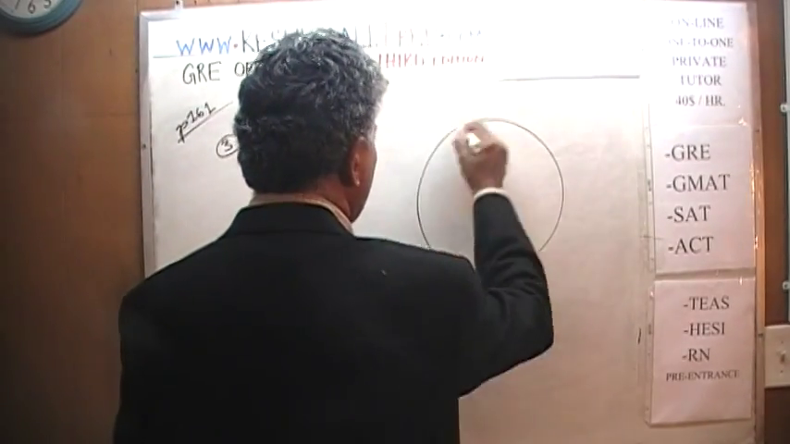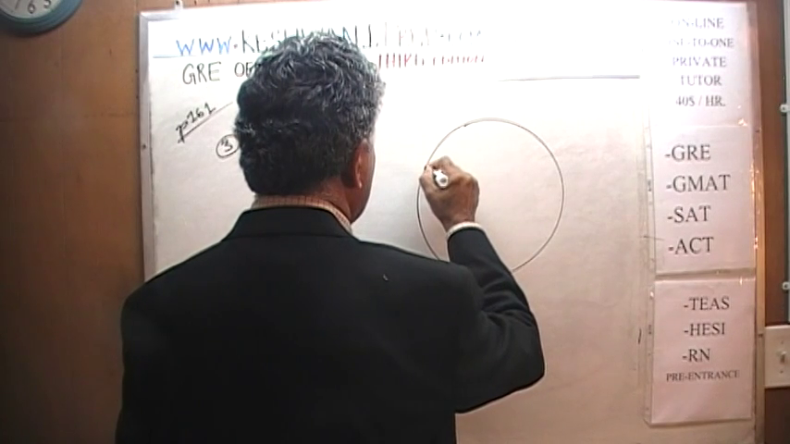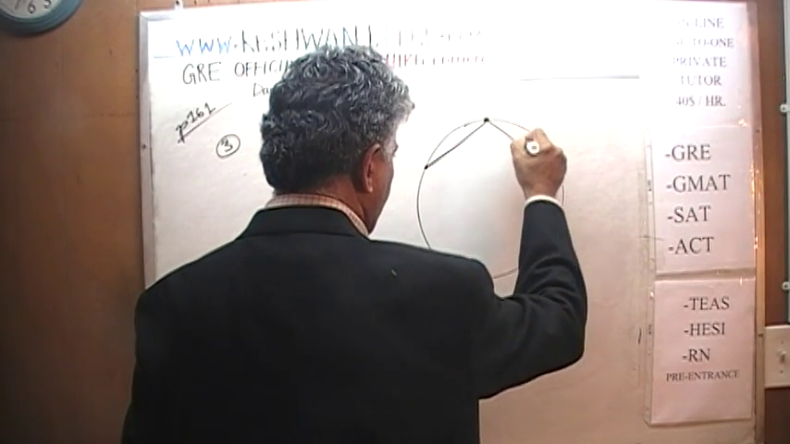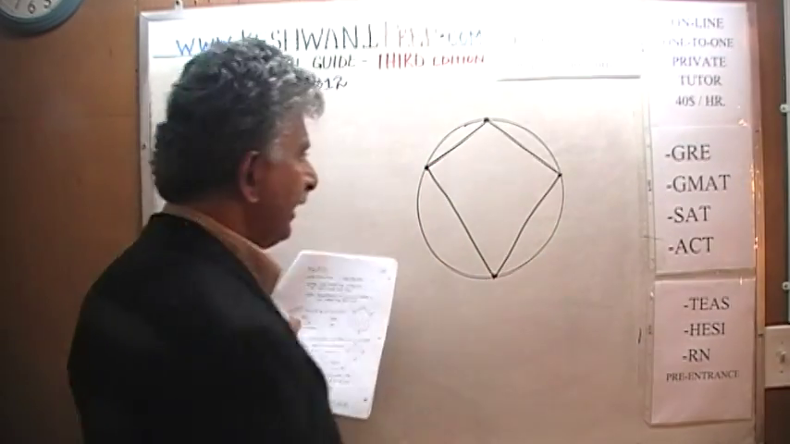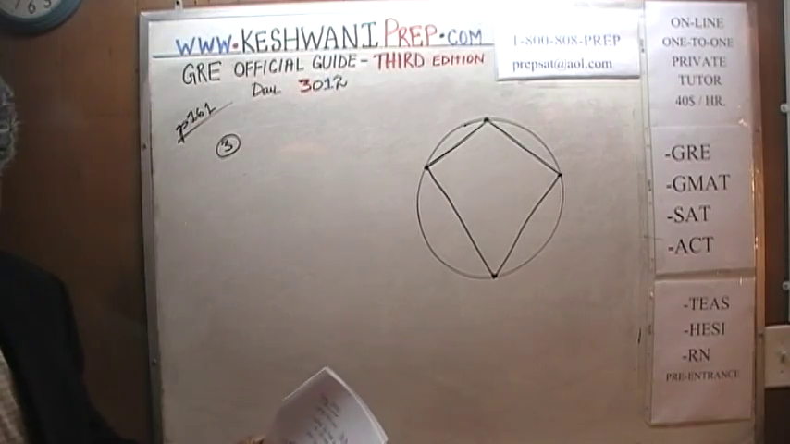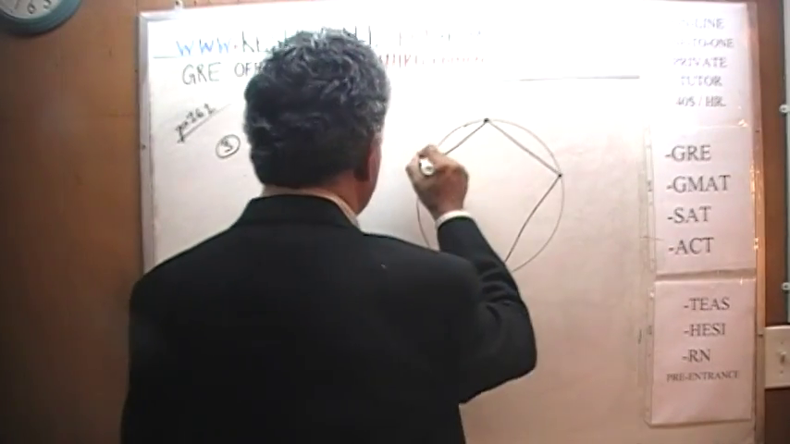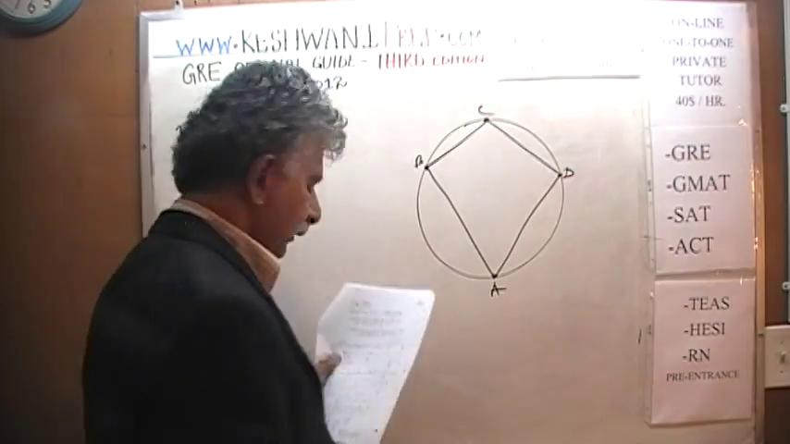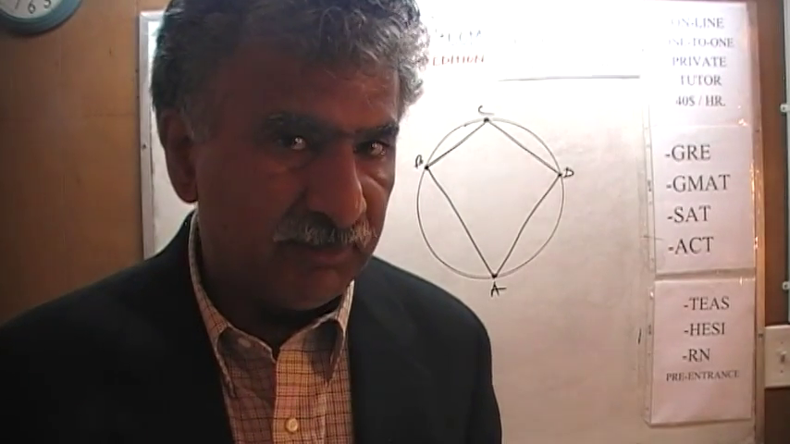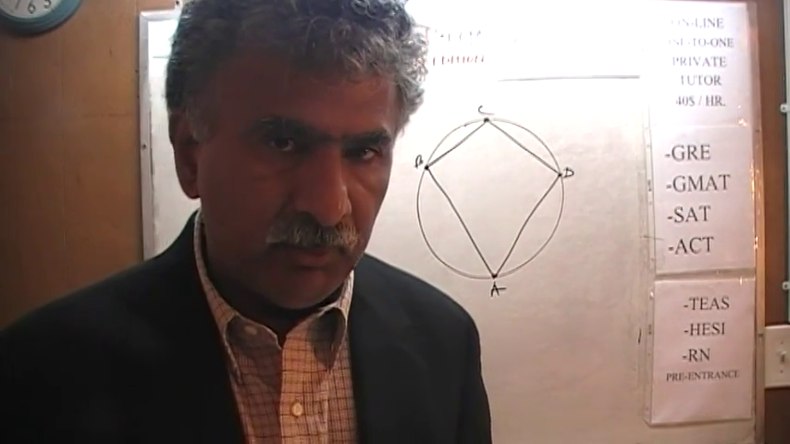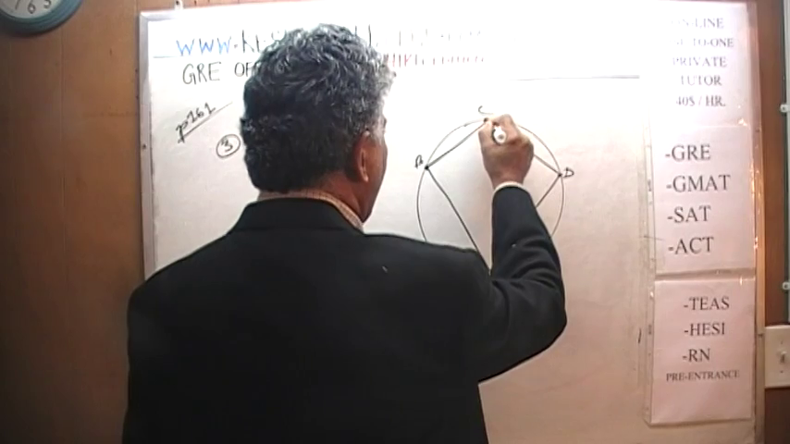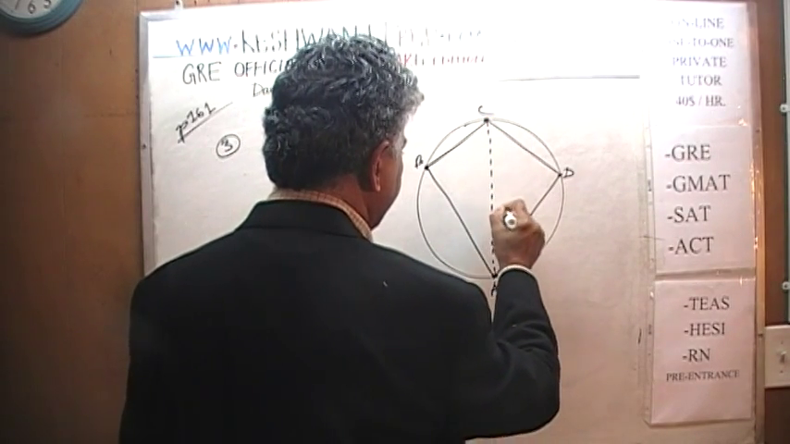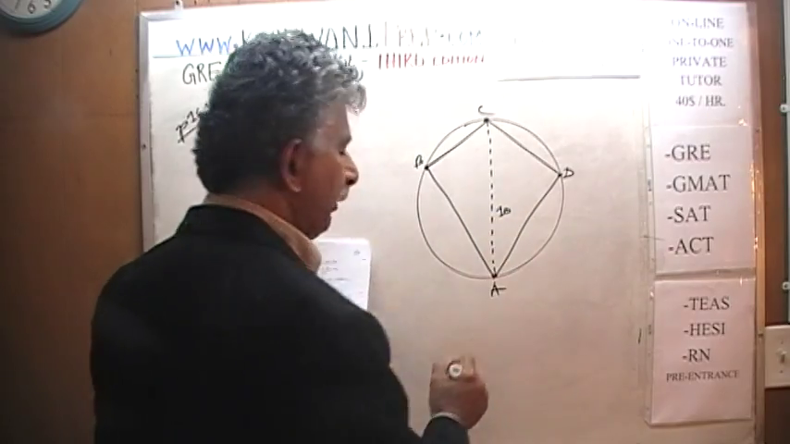We are given a picture, it looks like a kite, and we're being asked to figure out the area of this quadrilateral ABCD. It's important that you have the book in front of you. You must have the book in front of you. Do we know anything else besides what you see on the blackboard? The other thing we know is that we are told the diameter of this circle is 10. That's very important information, otherwise we will not be able to do anything with it.